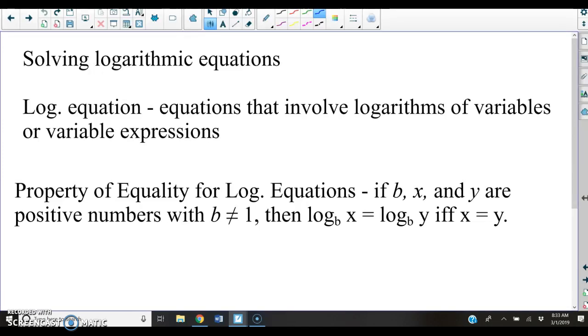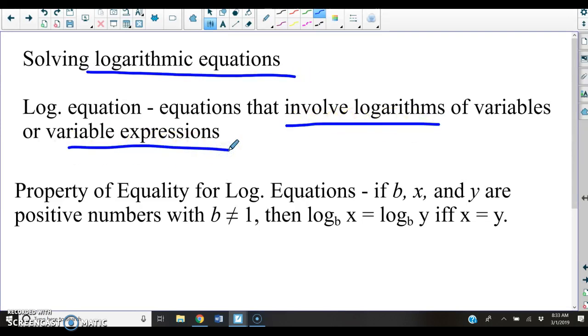Day 2 of this lesson is to solve logarithmic equations. And log equations, of course, involve logarithms of variables or variable expressions. Okay? And the property of equality for logarithmic equations is so much like that for exponential equations.